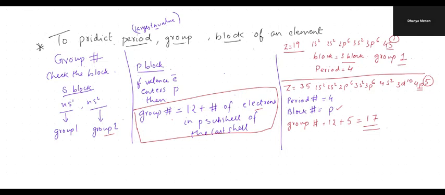So this is how we determine the period, block, and group number. If it's an s block element, you just have to check ns1 or ns2. If it is ns1, it is in group 1. If it is ns2, it is in group 2. In case of p block, you just have to add 12 plus the number of electrons in the p subshell of the last shell. We just did an example.